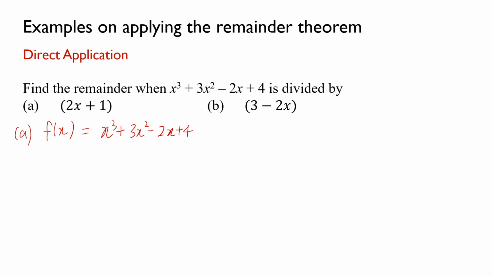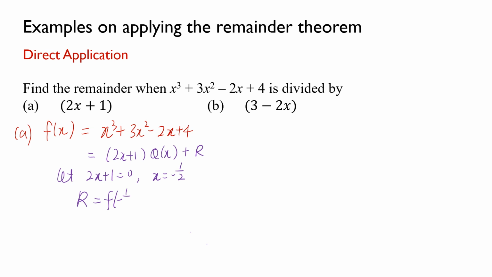Remember what we learned earlier on, the remainder theorem. It says that f of x equals your divisor times the quotient, then plus remainder. So if you were to let 2x plus 1 equal 0, x will give you negative half. So your remainder will just be f of negative half.